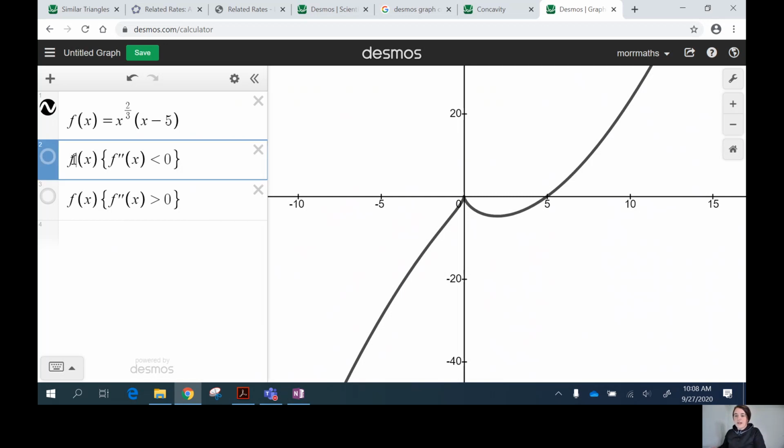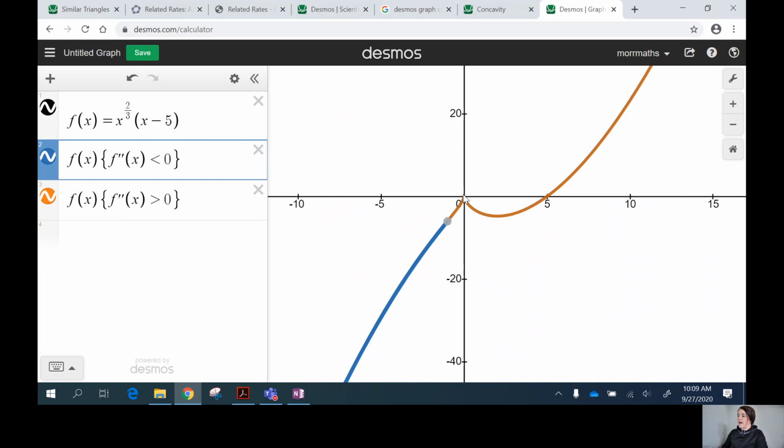I typed in the same function f(x), and if you use curly brackets, it gives you conditions. You can write down a condition. So I'm only going to graph f(x) where the second derivative is negative. I want to know where this graph is concave down. Have a look at this blue line. The graph is concave down everywhere to the left of x equals -1. So you can see we got the question right. We didn't make any mistakes.